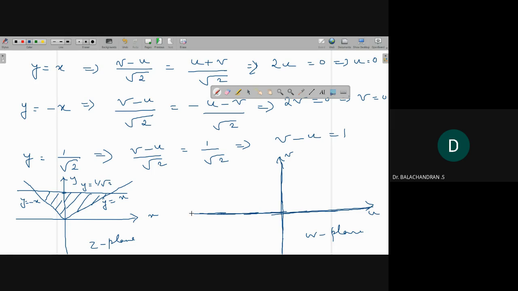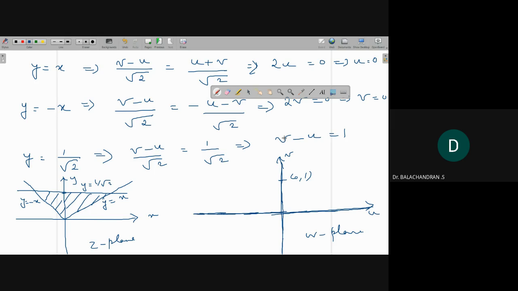Okay, this is V equal to 0, the same U axis. So the region is bounded by these two lines and y equal to 1 by root 2. This line is mapped into V minus U equal to 1. When U equal to 0, V equal to 1. That means 0 comma 1 is here.